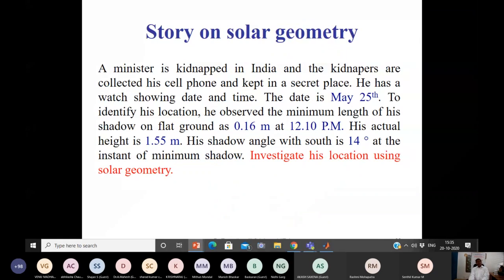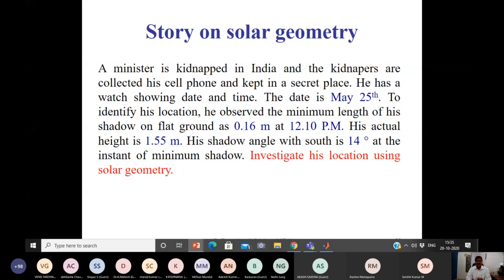Now, one application: in the first slide I showed finding the location. This is one problem I designed for the student examination. Let me read this problem. A minister is kidnapped in India, and the kidnappers collected his cell phone. Nowadays all smartphones are sharing the location. That's why they collected his cell phone, and he is in a secret place, and he has a watch showing the date and time. The date is 25th May.